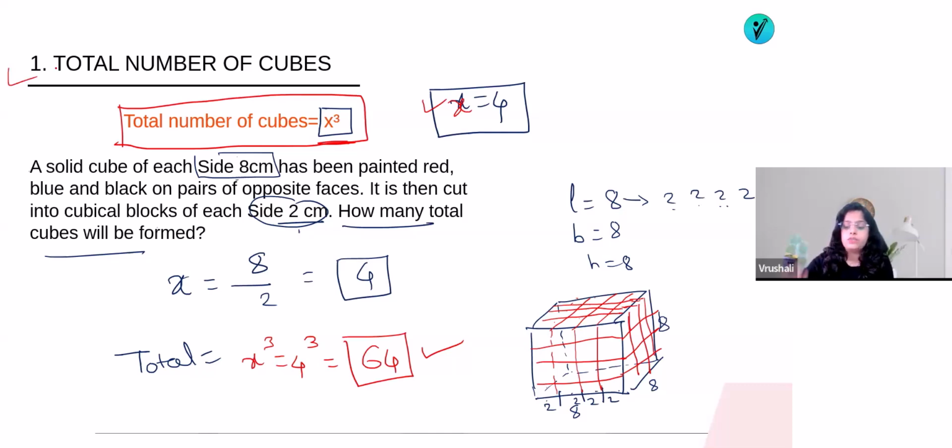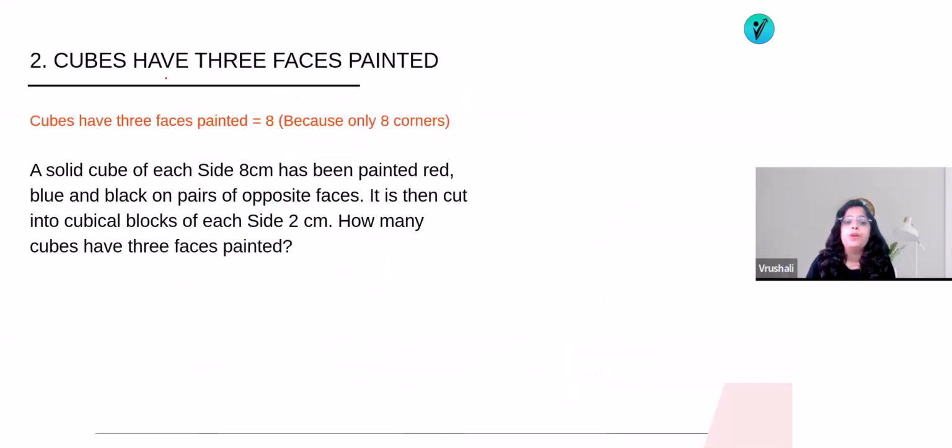Now the second question which we can expect is the number of cubes formed which have 3 faces painted. Now we know that there are total 64 cubes, out of which few have 3 faces painted, few cubes have 2 faces painted, few cubes have only 1 face painted, and few cubes can have no face painted out of those 64, because we have painted only on the faces, on the front and back, top and bottom, not inside of it.